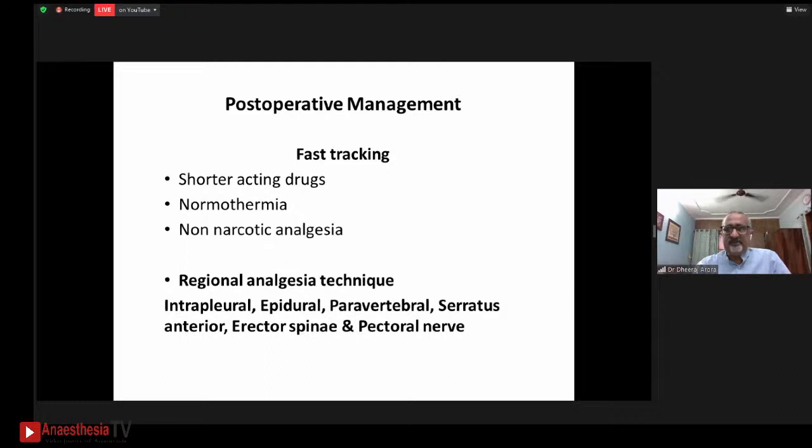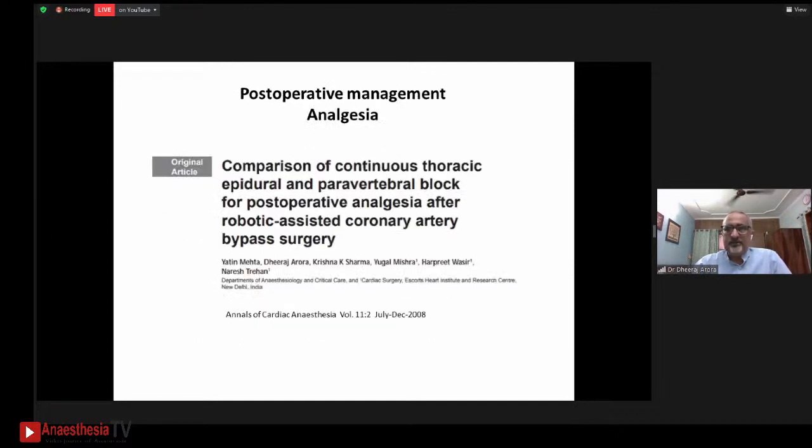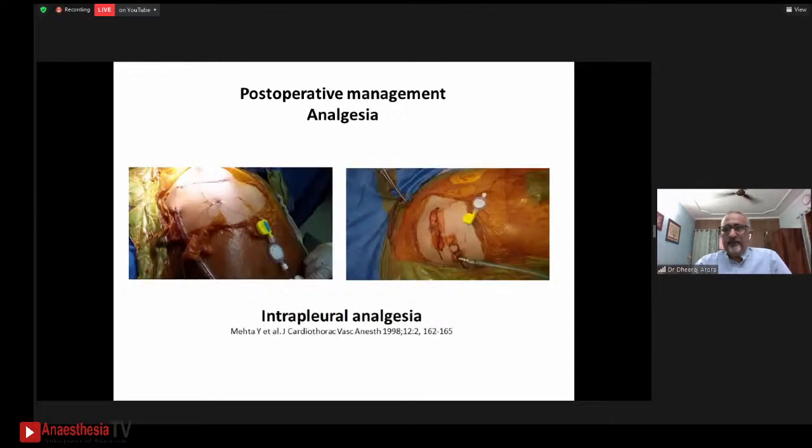The regional technique is also important, like intrapleural, epidural, paravertebral. Nowadays, serratus anterior, erector spinae, and pectoral blocks. Basically, the aim is to decrease the pain in the post-operative period. Any technique can be used in these types of patients. We have also compared thoracic epidural and paravertebral blocks in robotic-assisted CABGs and found equivocal results. Routinely in our institute, we are using intrapleural anesthesia.